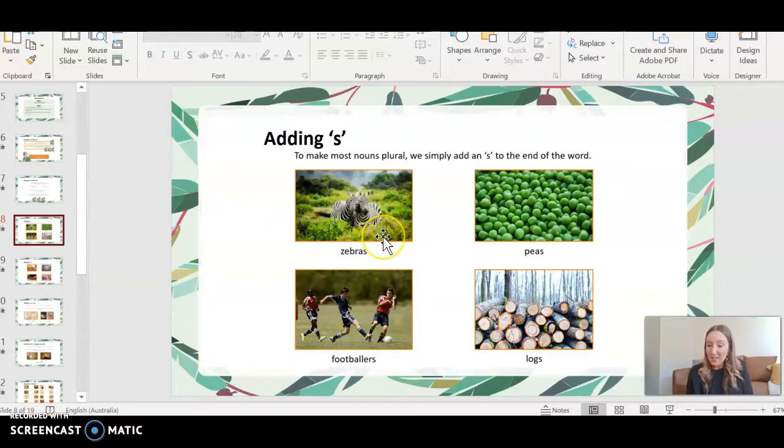So these words, we just add an S. Zebra, zebras. Pea, peas. Footballer, footballers. Log, logs. Simple.